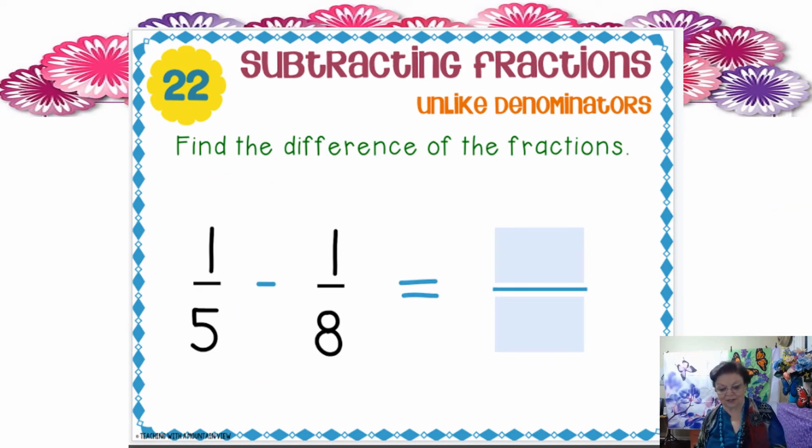Okay, here's another one. The denominators are not alike, so we know we have to go to step 1. Multiply the denominators. It will make our new denominator. 5 times 8 is, what is it? Yes, it's 40. So that's our new denominator.